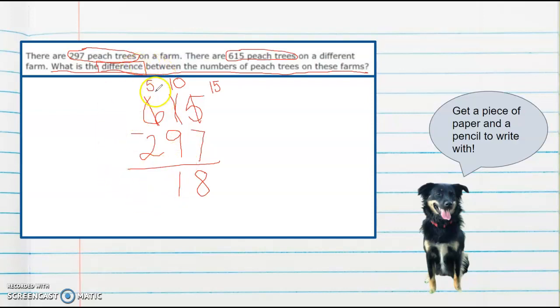Now I go to the hundreds place. 5 minus 2 is 3. So our answer for this problem is 318.